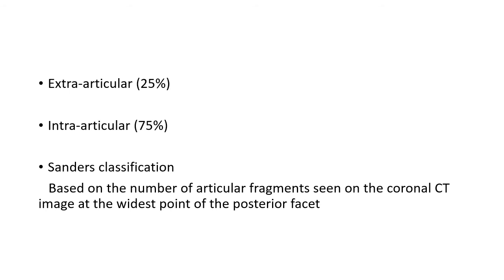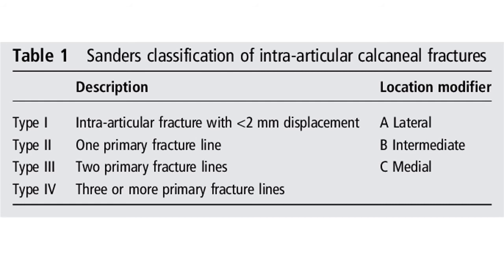We use the Sanders classification, which is based on the number of articular fragments seen on the coronal CT scan at the widest point of the posterior facet. Type 1 is an intra-articular fracture with less than 2 mm displacement. Type 2 is one primary fracture line on the coronal CT scan. Type 3 is two primary fracture lines, and type 4 is 3 or more primary fracture lines.